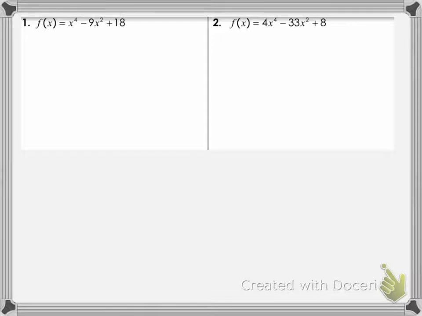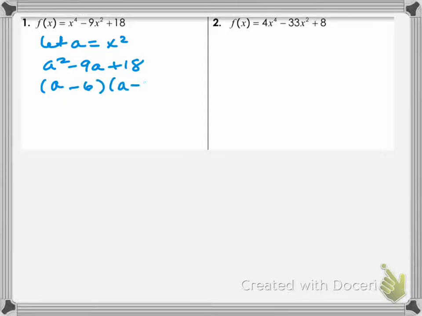Here we go. First problem, x to the fourth minus 9x squared plus 18. We're going to let a equal x squared. So we have a squared minus 9a plus 18, and that factors to a minus 6 and a minus 3. And then when we put x squared back in for a, we get x squared minus 6 and x squared minus 3.